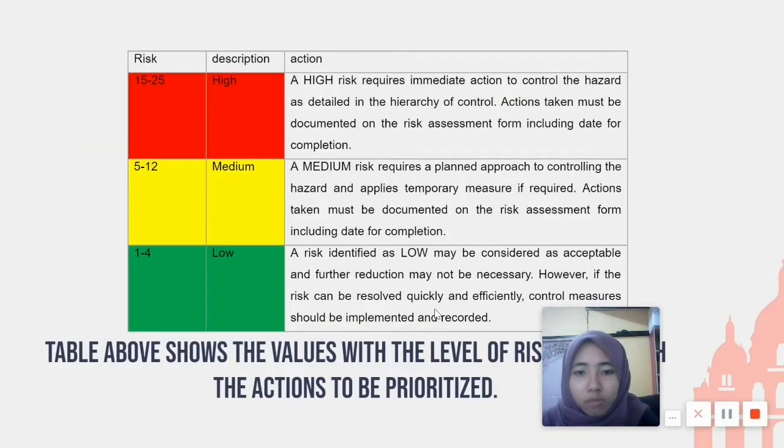This table shows the value with the label of risk and the action we can take to be priorities.